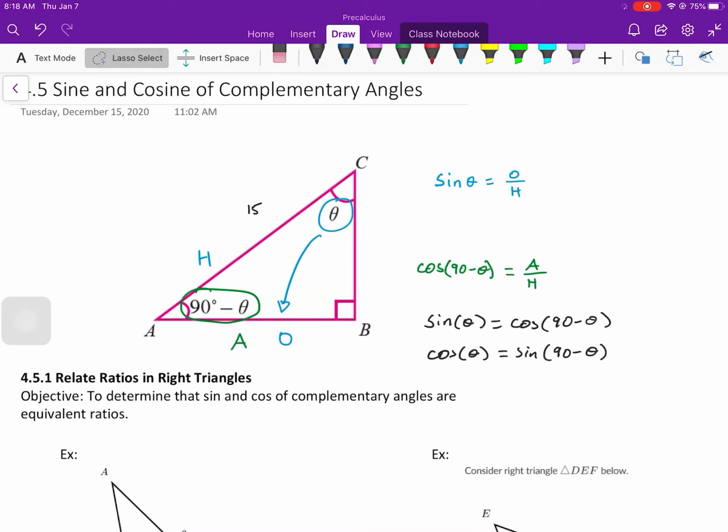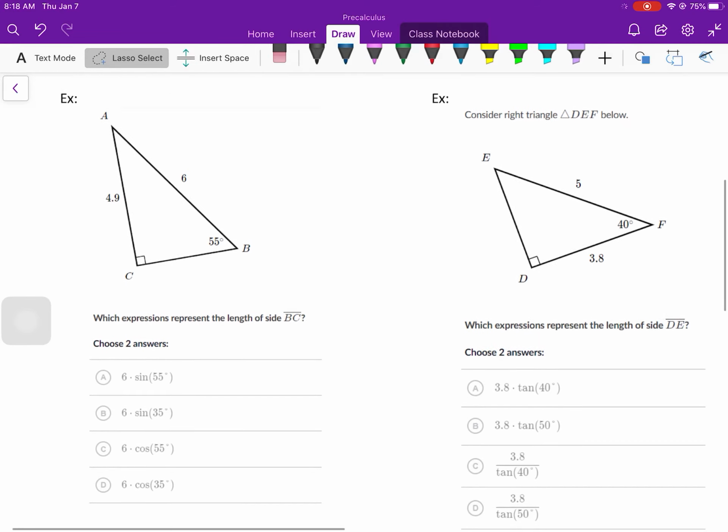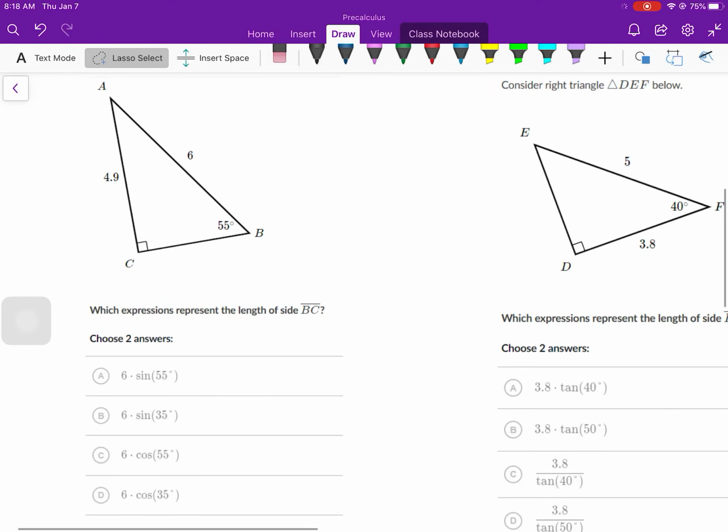Let me just bring this up, and then we'll take a look at some problems. So basically, there's multiple ways that you can solve for a missing value. If we look at this one, which expression represents the length of side BC? BC is this side, so let's call that X. We have a reference angle of 55, so using that 55, you can see there's going to be multiple ways of doing this.